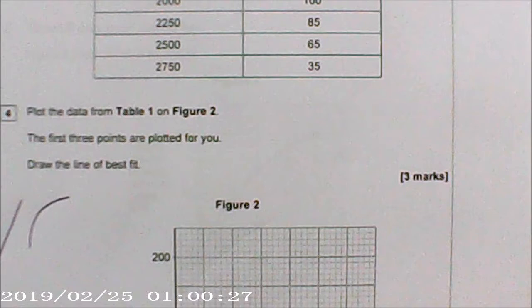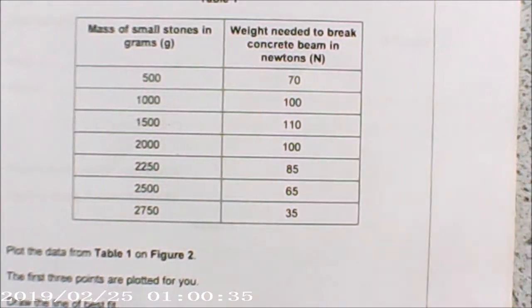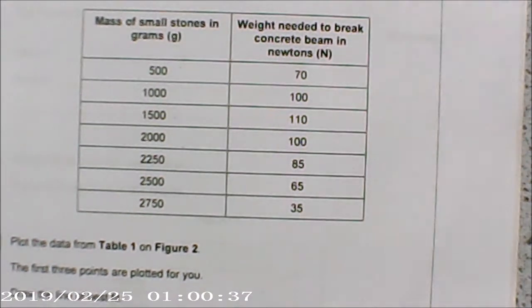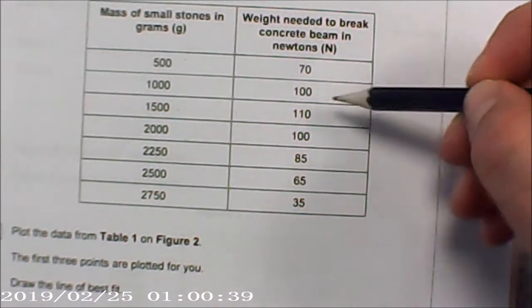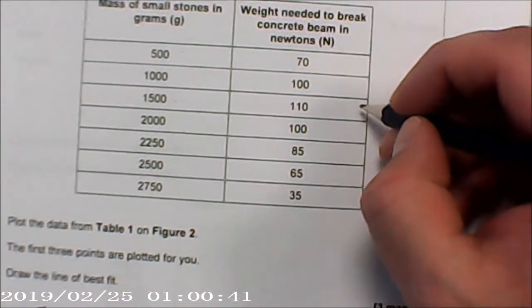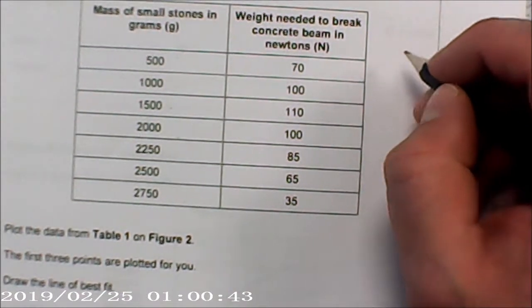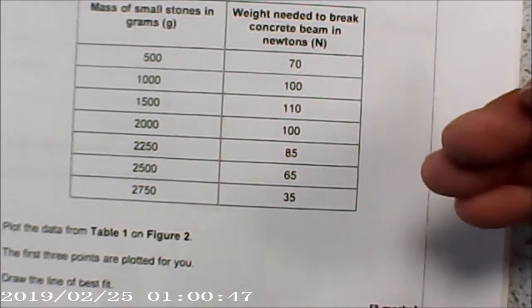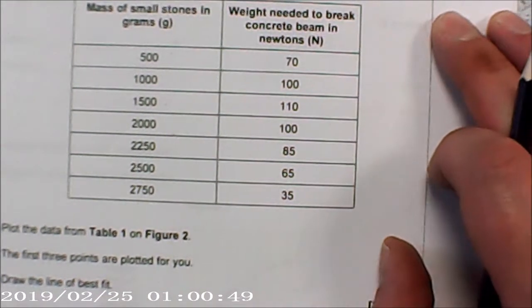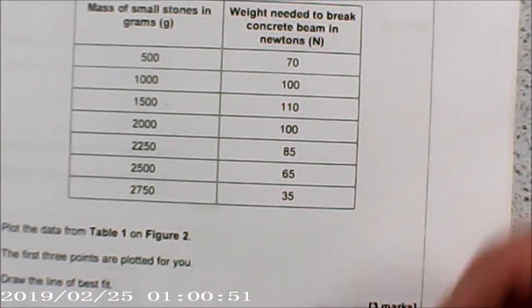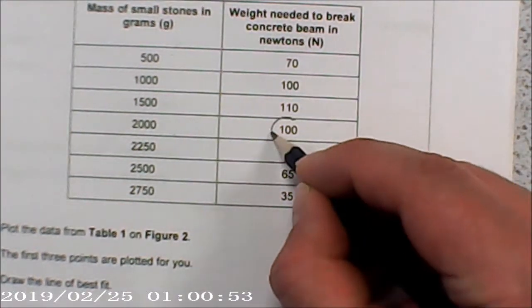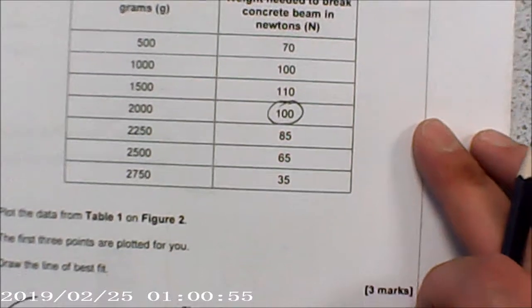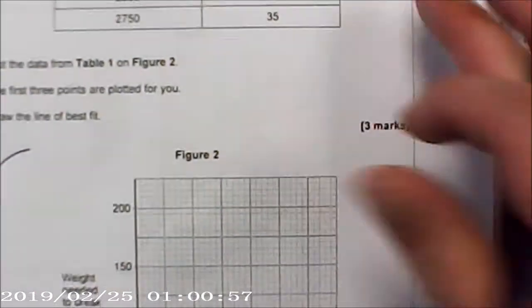So we've got the first 3 done for us, so it's done 1500. So our next one is 2000. Please make sure that you have got a pencil in your exam, just because it's very easy to make a mistake and you can't rub out pen, and then it's very hard for the examiner to see where you meant to put your cross. So we're now on 2000, so we're looking at 100.